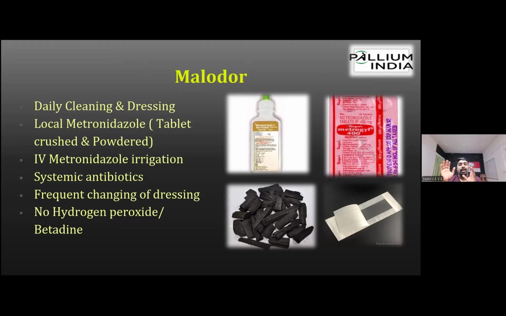Once the foul smell management is successful, we can stop. Otherwise, we can continue. In addition, if there is any need for systemic antibiotics, we can start an IV or oral antibiotic along with that. Then frequent dressing changes: as I already told, according to the wound secretion, we can set the frequency, maybe 3, 4, or 5 times, maybe daily. If needed, we need to do it. Otherwise, no. No hydrogen peroxide, Betadine, or iodine solution is needed for cleaning this type of wound. Only normal saline or homemade saline is needed for cleaning the wound.